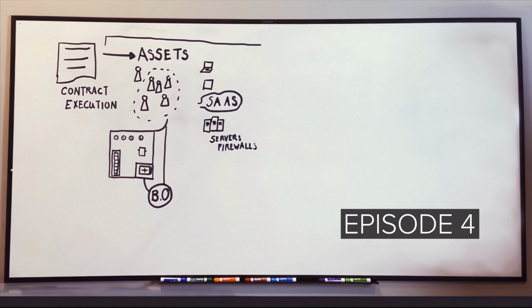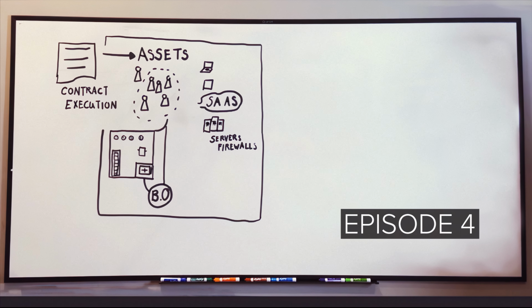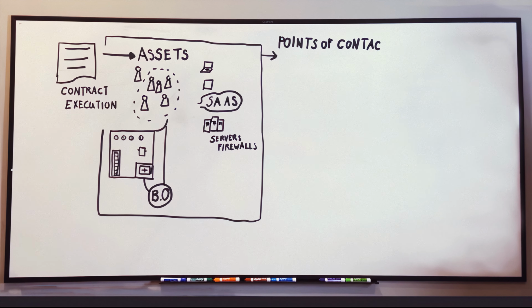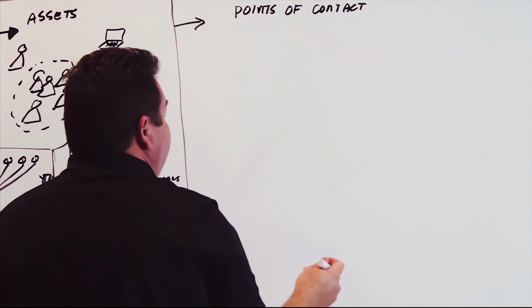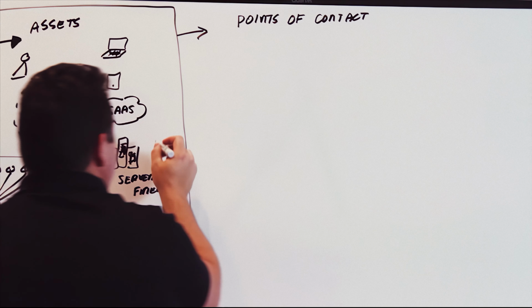So once we've got a good understanding of all the assets involved, we want to move on to critical points of contact. So these are people within the organization. They're vendors within the organization. Could be companies that are providing support for the SaaS environment.